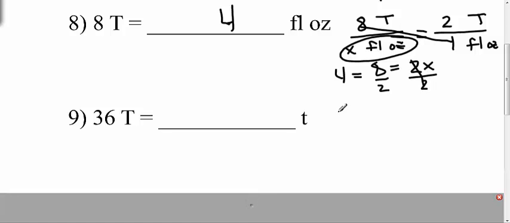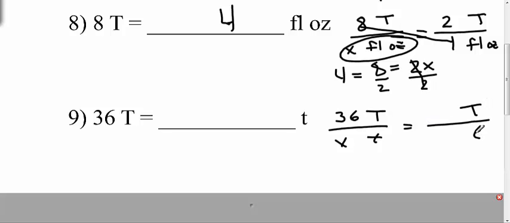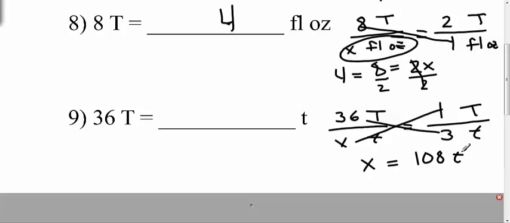Tablespoons to teaspoons, so we have 36 tablespoons. How many teaspoons is that? This is a very common equivalent. That a tablespoon is larger, so if you have 1 of those, that's 3 teaspoons. And if you solve this, you get 1x is equal to 3 times 36, which is 108 teaspoons.